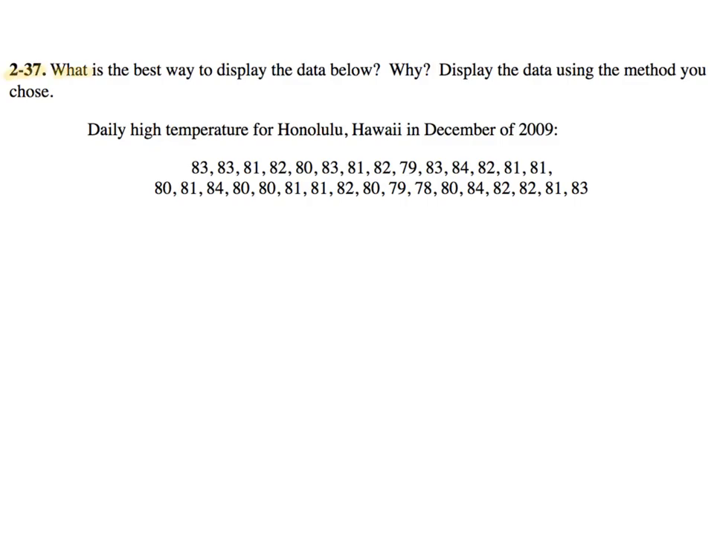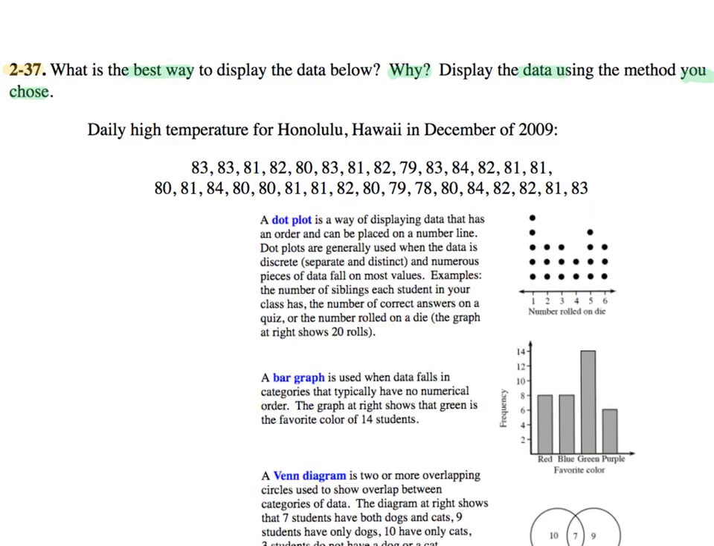2-37. What is the best way to display the data below? Why? Display the data using the method you choose. So we're being asked our opinion. We choose based on the numbers given, and then we want to explain why we choose that data and why that is the best way.